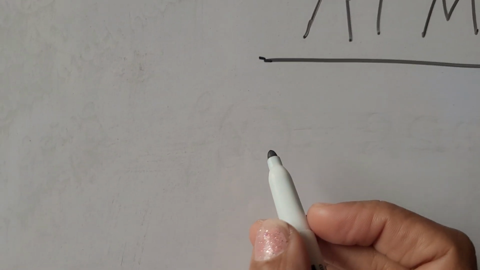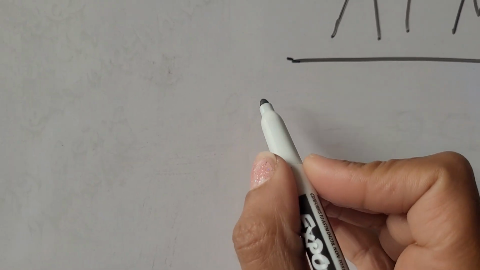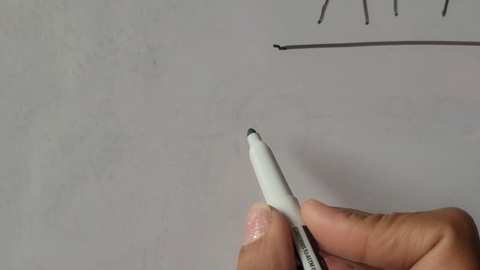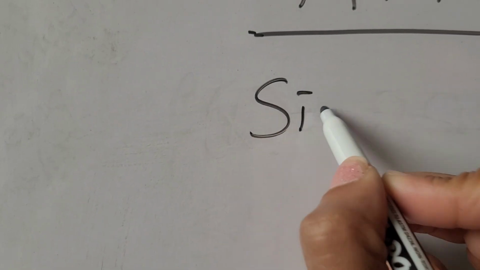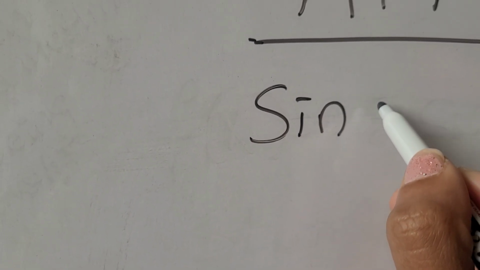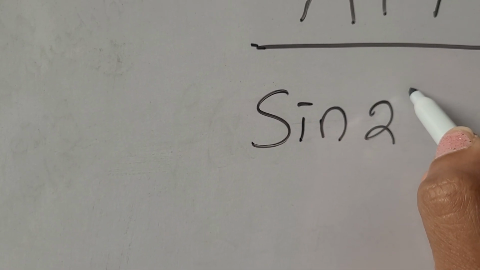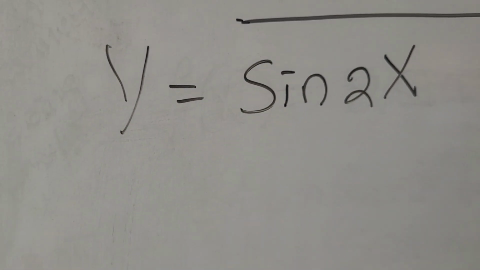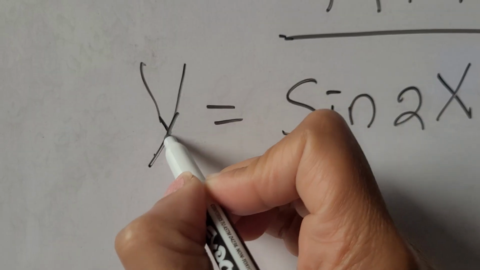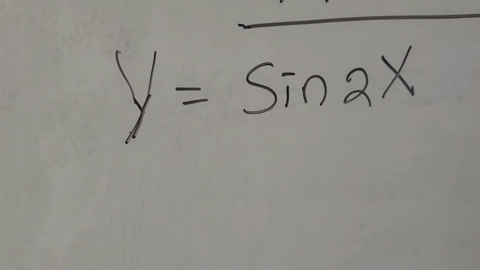Today we are going to graph one more sine function. In my earlier video I have shown you how to graph the sine function. So this is my second video for graphing one more sine function, which is y equal to sine 2x. So let's see how to graph y equal to sine 2x.